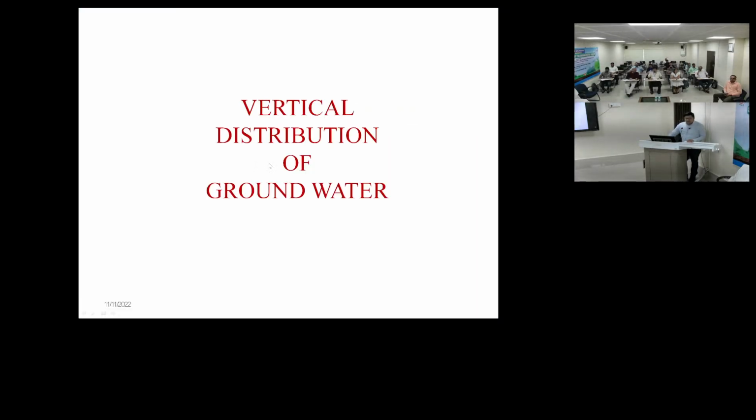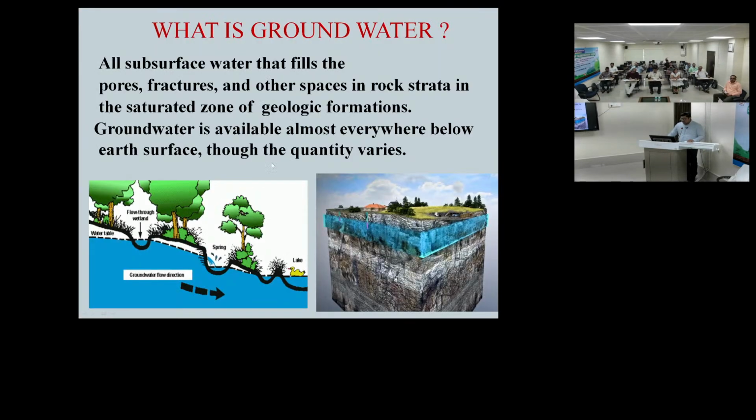Now if you come to the vertical distribution of water, what is groundwater? It is all subsurface water that fills up pores, fractures, or other spaces in rock strata in the unsaturated zone of a geological formation. Now, when you consider groundwater here in the Brahmaputra alluvium plain, we'll consider sedimentation, because we'll see the pore spaces, as the river has brought sediments. In sediments we can see there are many coarse sediments, finer sediments, all mixed, and there are pore spaces, and ultimately the unsaturated zones are filled by the recharge of the groundwater.